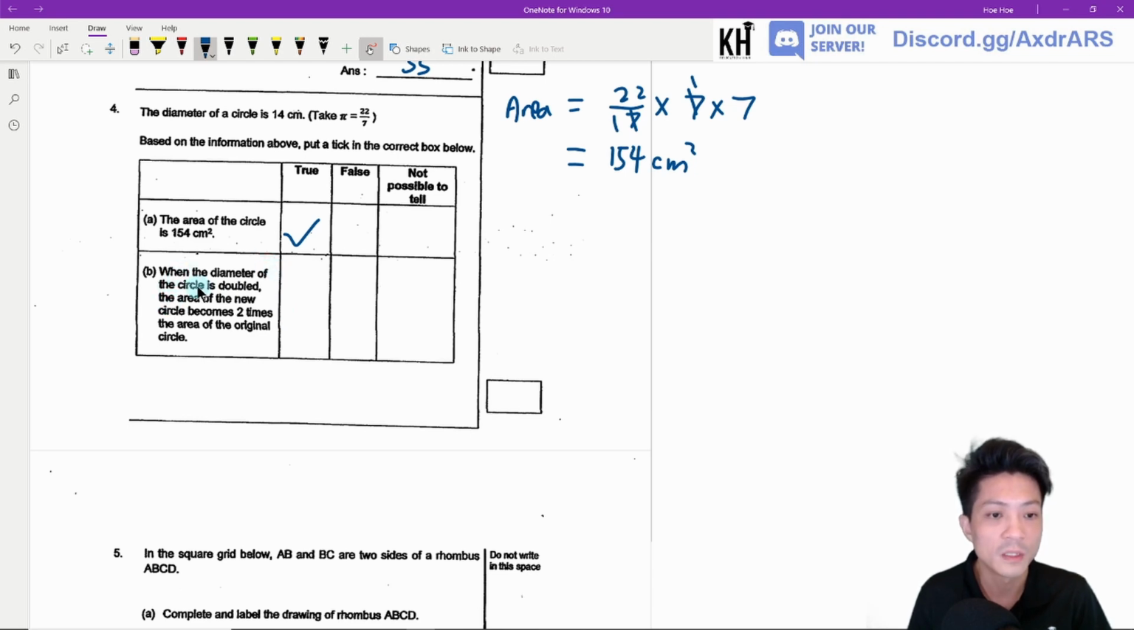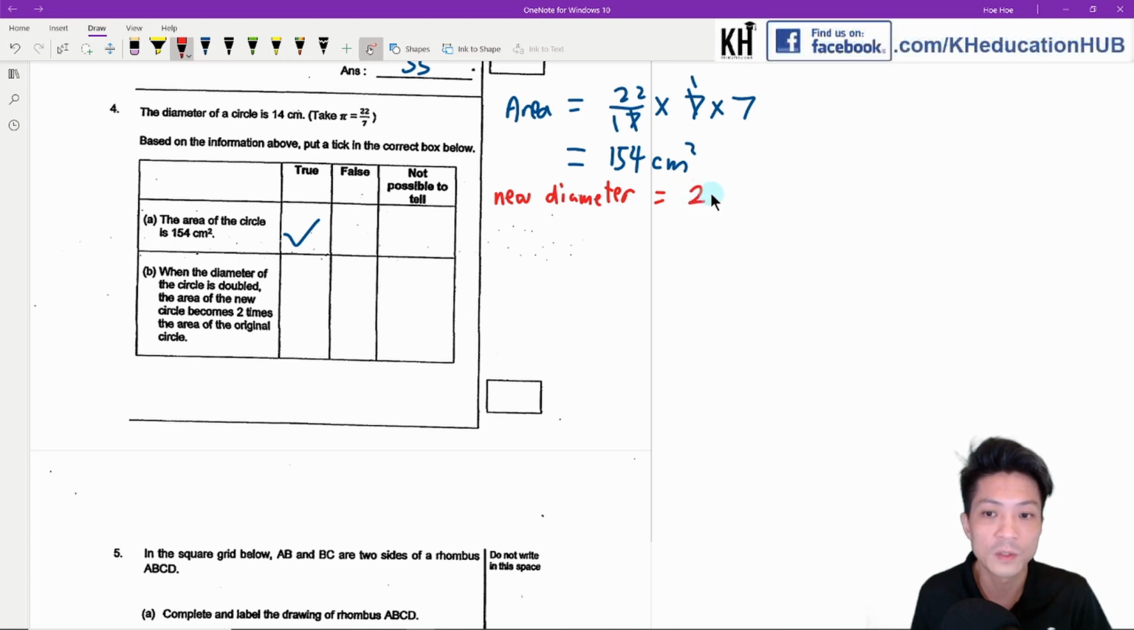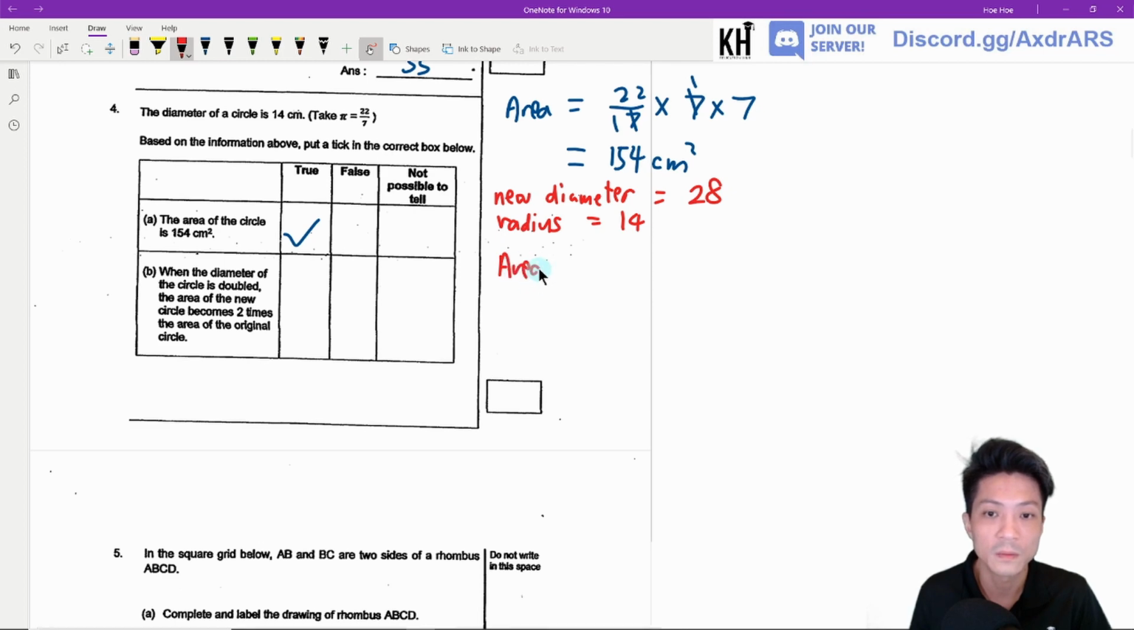Okay, B, when the diameter of the circle is doubled, the area of the new circle becomes 2 times the area of the original circle. Okay, so which means that the new diameter, if it is doubled, will be 28, right? Okay, which means that the radius will be 14. So now I'm going to calculate the new area, which is 22 over 7 times 14 times 14.